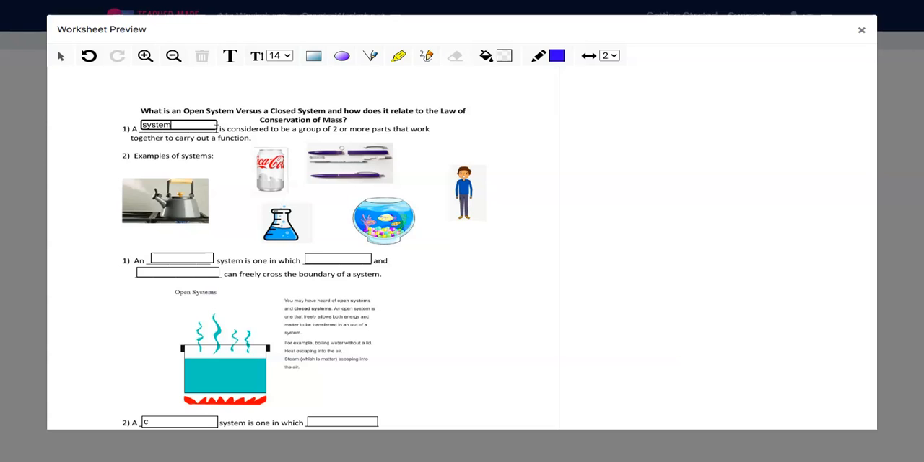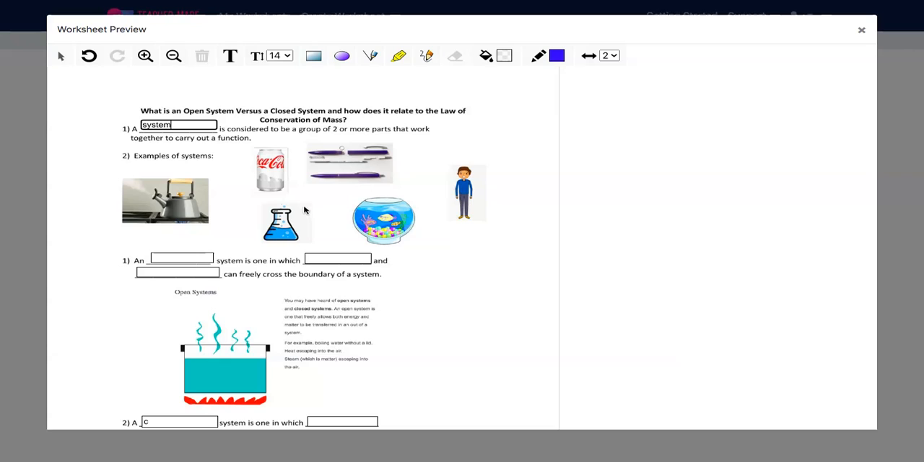A system is considered to be a group of two or more parts that work together to carry out a function, like all the parts of a pen that work together to help that pen function to write. We might even talk about a person as a system and all the different parts of the person that work together in order to help this individual function.